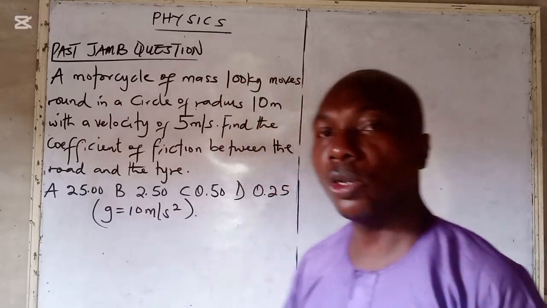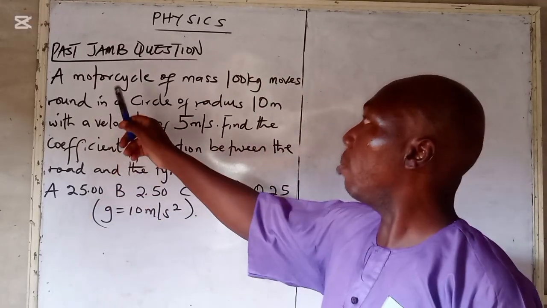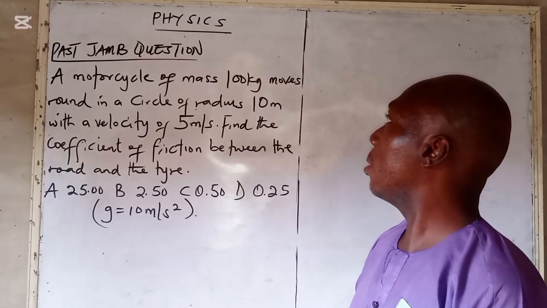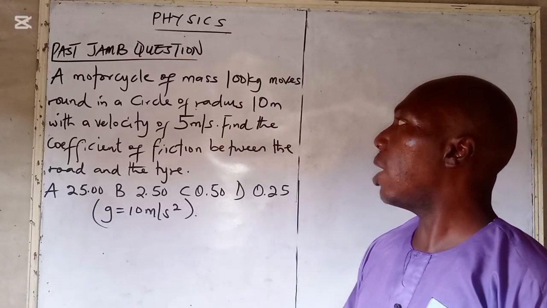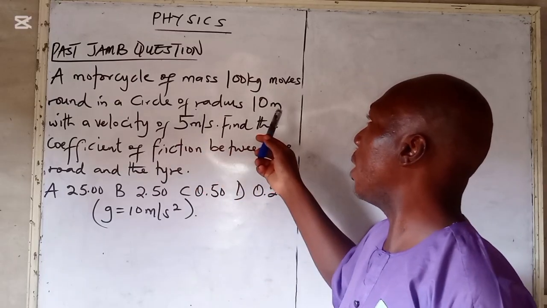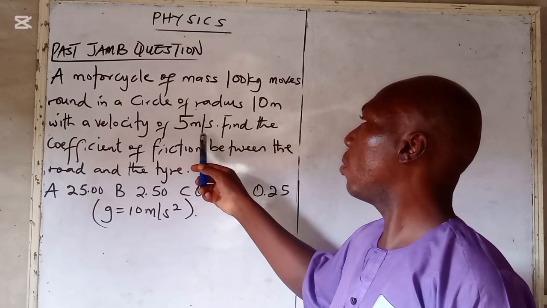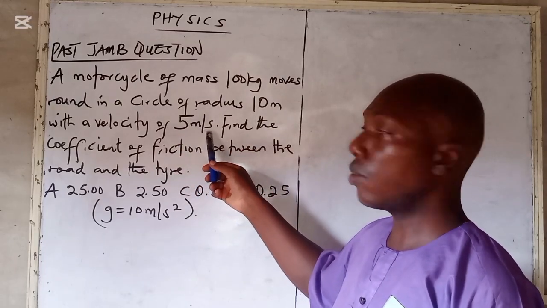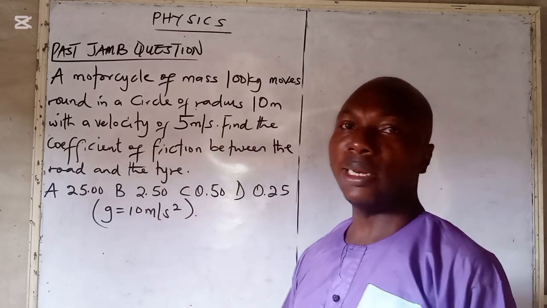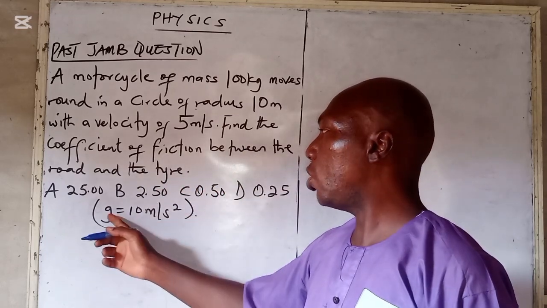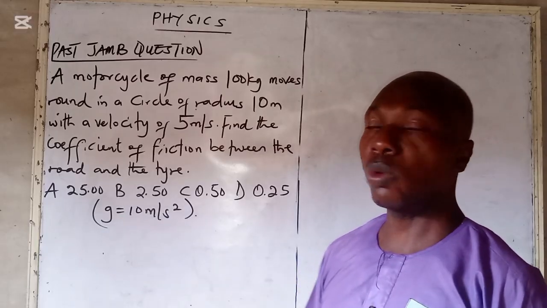See this question on the board. It says a motorcycle of mass 100 kilogram moves round in a circle of radius 10 meter with a velocity of 5 meter per second. Find the coefficient of friction between the road and the tire. Let's say g is equal to 10 meter per second squared.